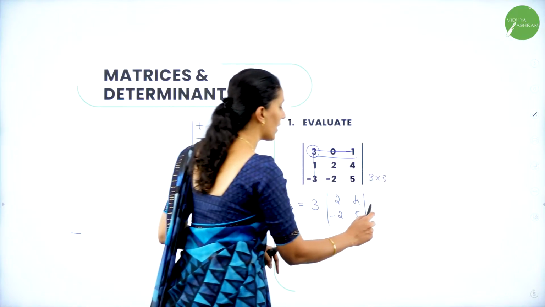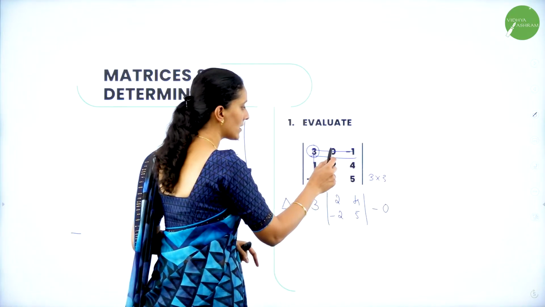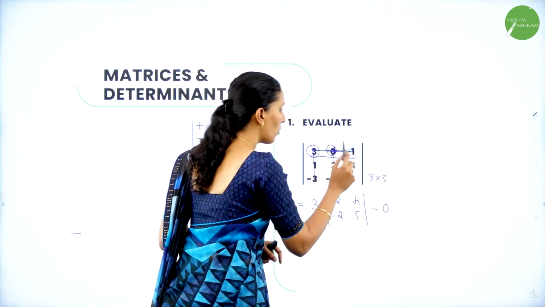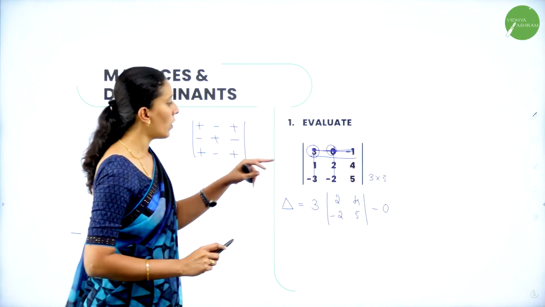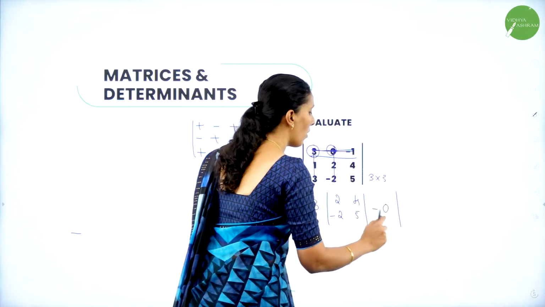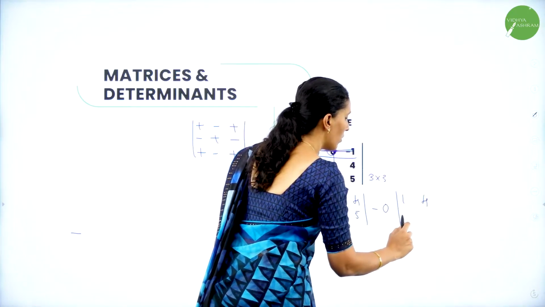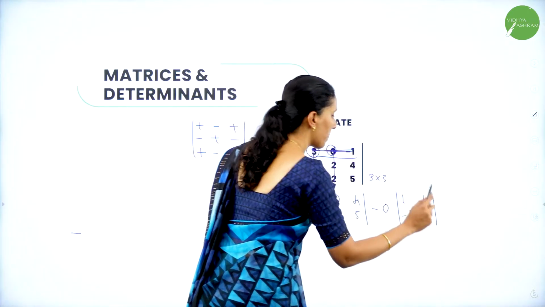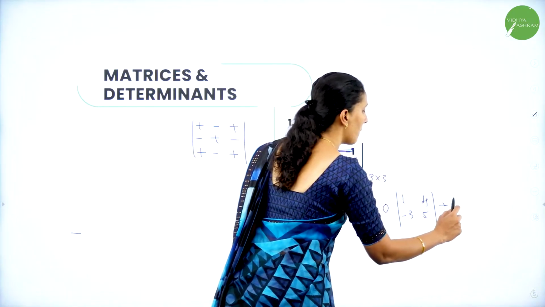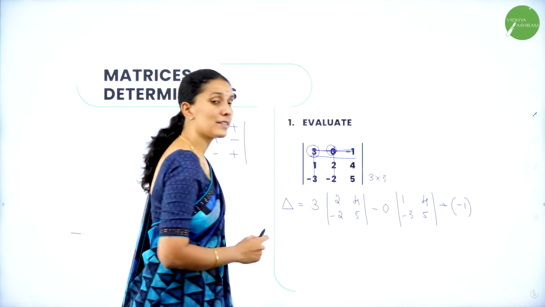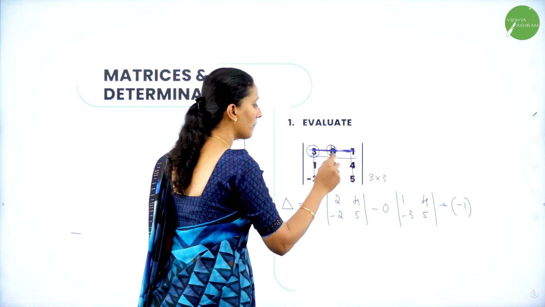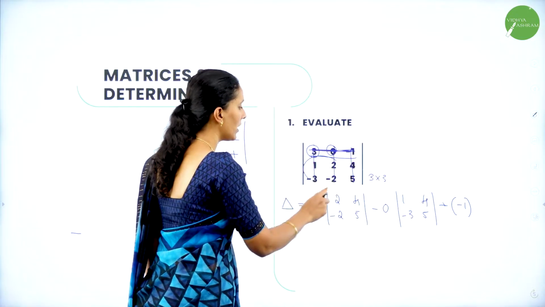Next I have to take minus 0 because the second element is 0 here. Leave the row and column of 0. What are the numbers remaining now? 1, 4, minus 3, 5. Write it in the form of a determinant: 1, 4, minus 3, 5. Next we need to take a positive, plus minus 1. The last number in the row is minus 1. So leave the row and column containing minus 1. Write only the remaining numbers.